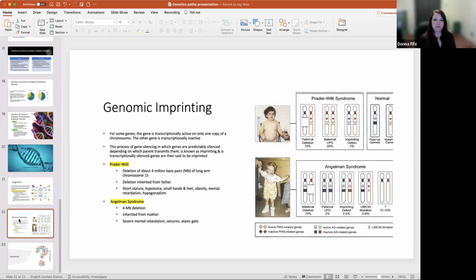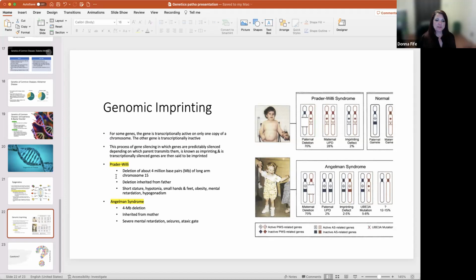And lastly, we'll talk about genomic imprinting. For some genes, the gene is transcriptionally active on only one copy of a chromosome. The other gene is transcriptionally inactive. This process of gene silencing, in which genes are predictably silenced depending on which parent transmits them, is known as imprinting, and the transcriptionally silenced genes are said to be imprinted. Two examples of this are Prader-Willi and Angelman syndrome.